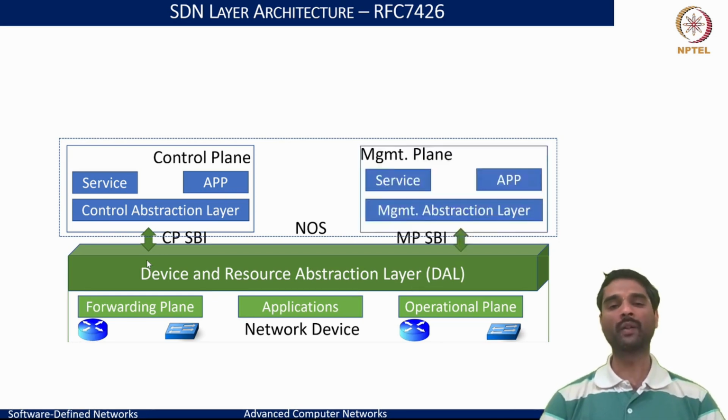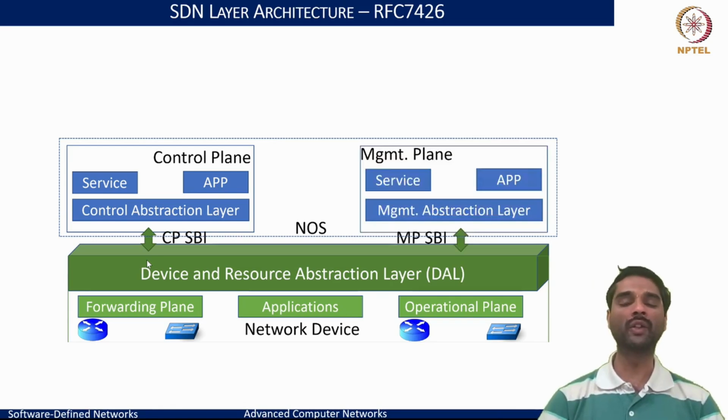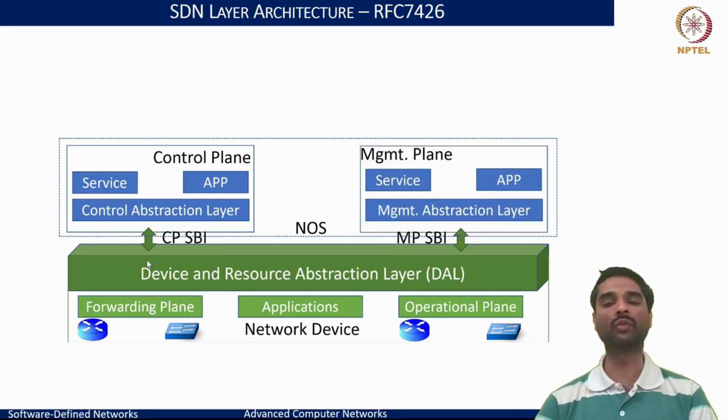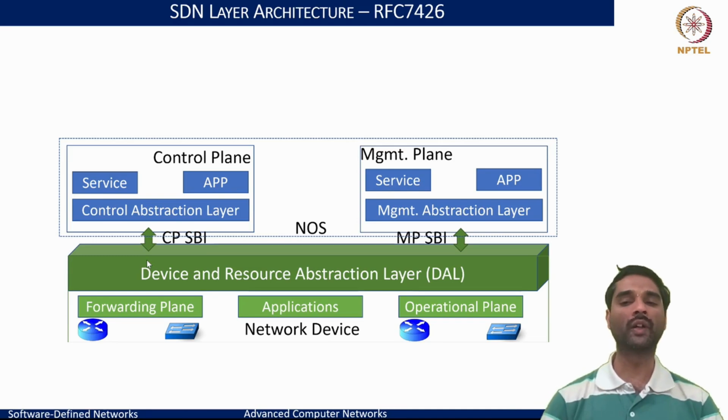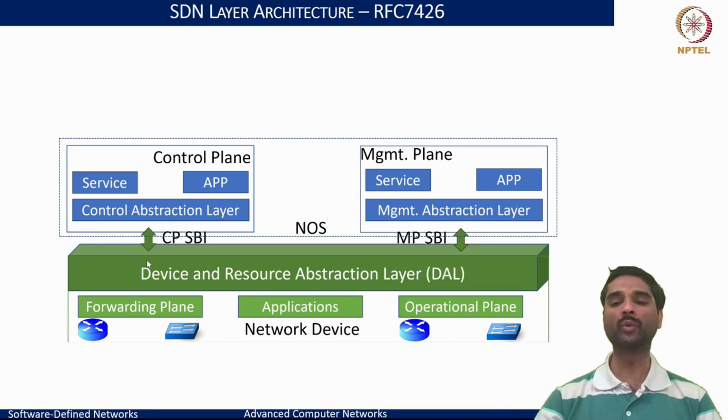And the other plane is the management plane within the network operating system, and likewise to control plane it would have its own core services and applications, and it would use the management abstraction layer and the management plane's southbound interface to communicate with the operational plane of the device. And most often this management plane southbound interface would be like SNMP or NETCONF and YANG, and there have been variants that have evolved.